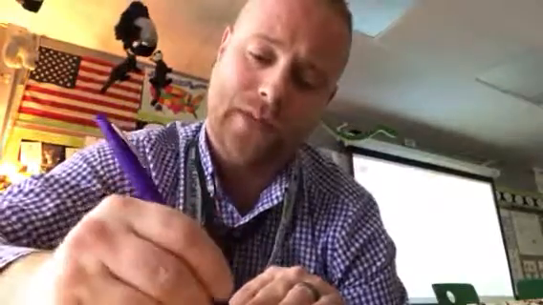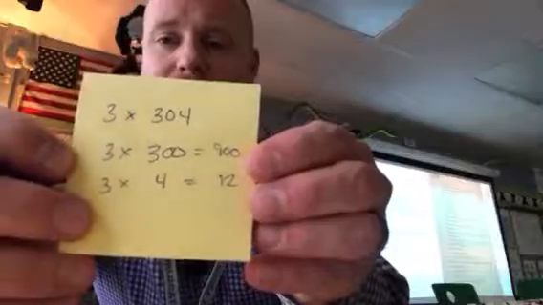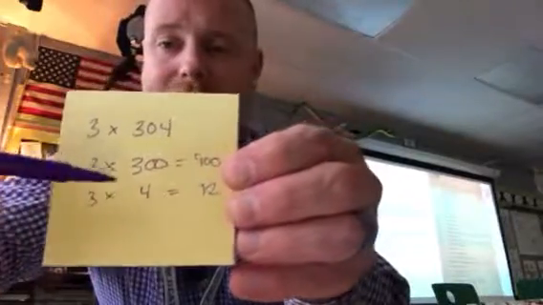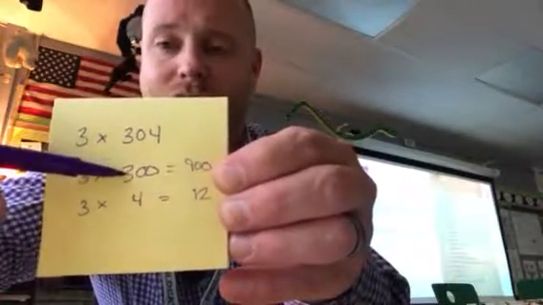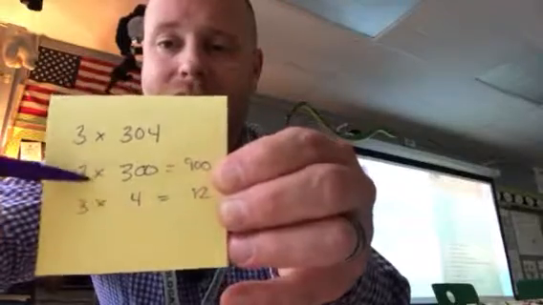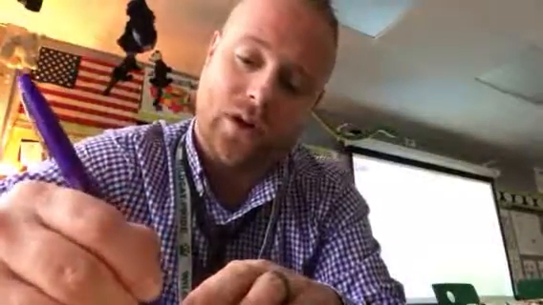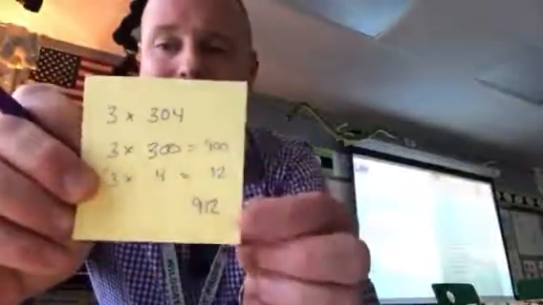But I got rid of 4 threes, so I gotta add those back in. 3 times 4 equals 12, because, like I said, I rounded down. I took 4 away, so I'm putting them back. So 3 times 300 is 900. 3 times 4 is 12, so I add those two together to get what 3 times 304 would have been. So I do that and I get a total of 912 would have been my answer, okay?